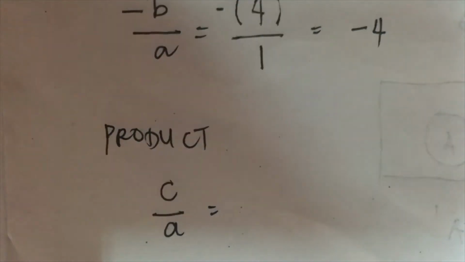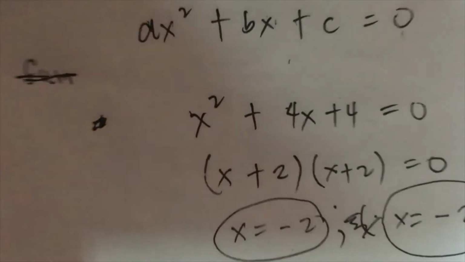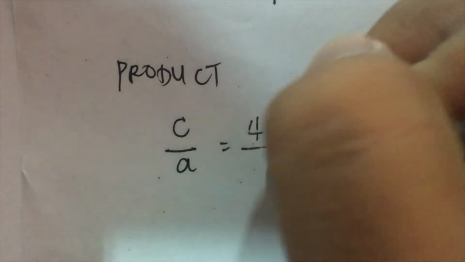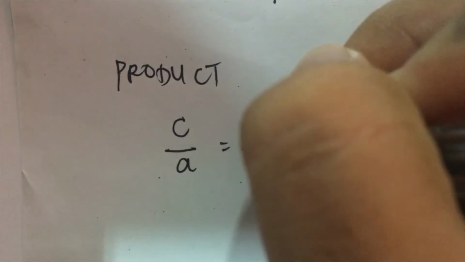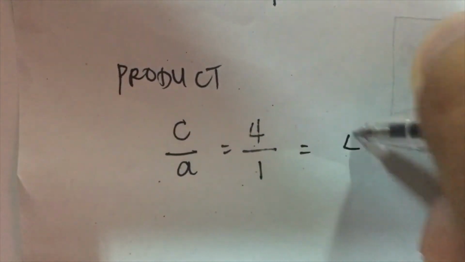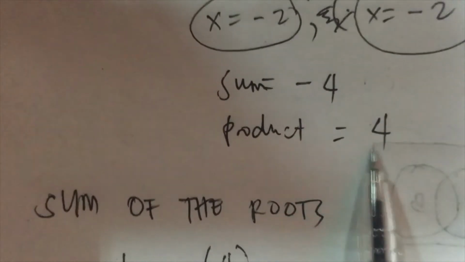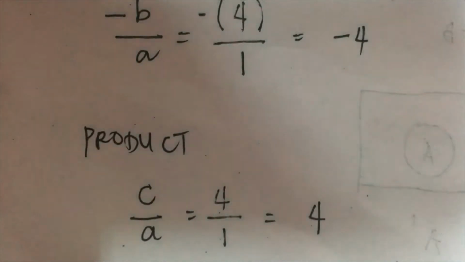And for the product, that is c over a. What is our c a while ago? Our c is 4. So 4 all over our value of a, which is 1, so that is equal to 4. Is it also the same as our answer a while ago? Yes. So this would be the shortcut.